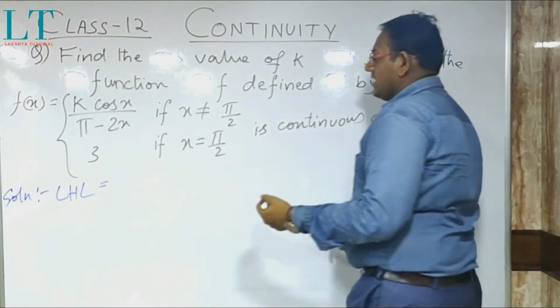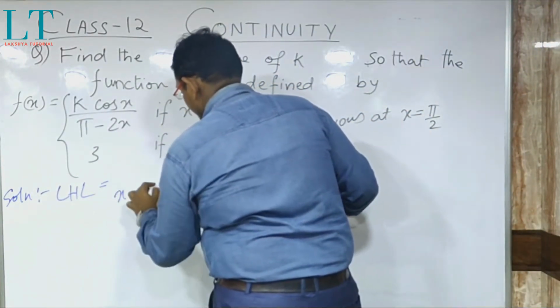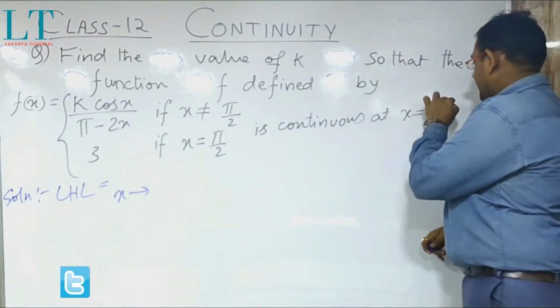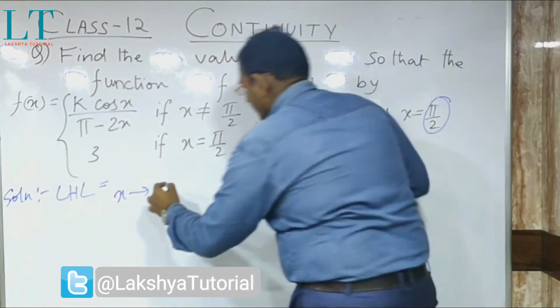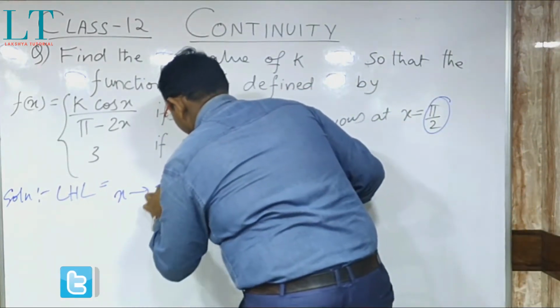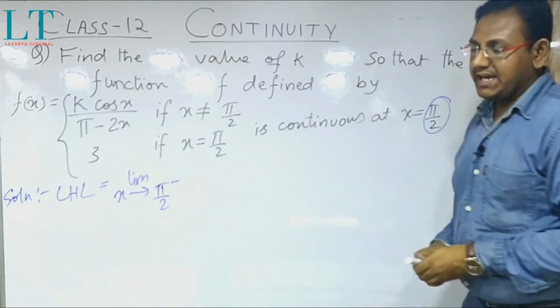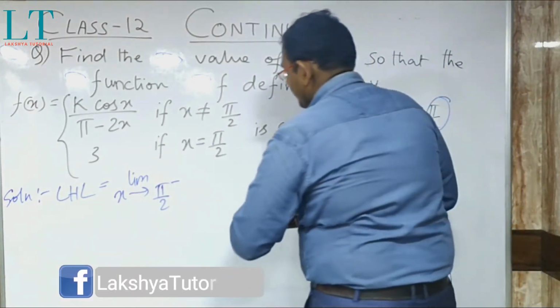Now what is the left hand limit over here? The left hand limit specifies x tends to a negative. Now what is a over here? A is the point at which we will check the continuity. So in this particular case we will write this as pi by 2 negative limit. So left hand limit is x tends to pi by 2 negative limit, and we will write the function over here.